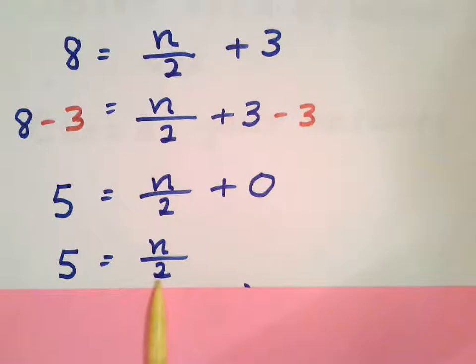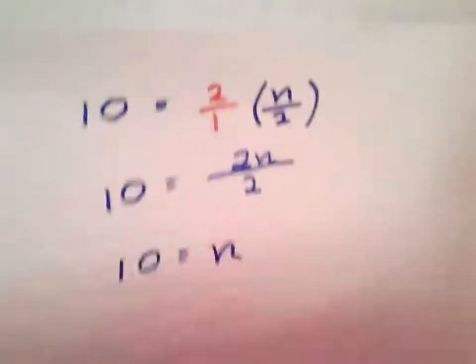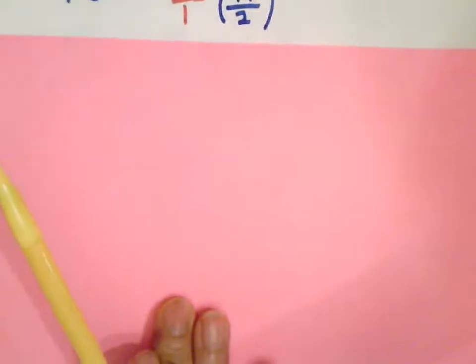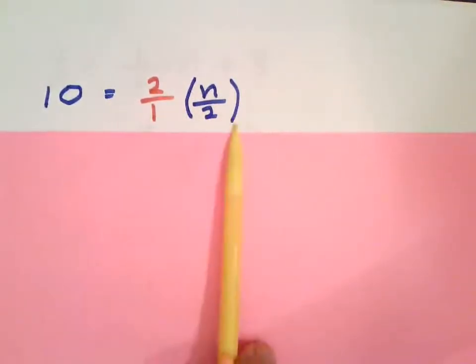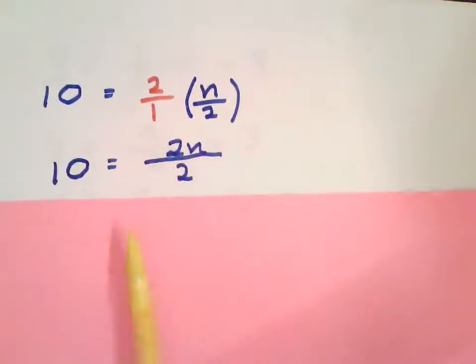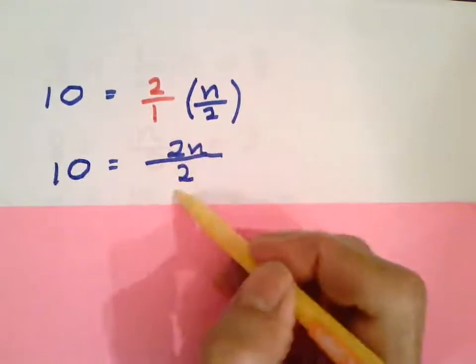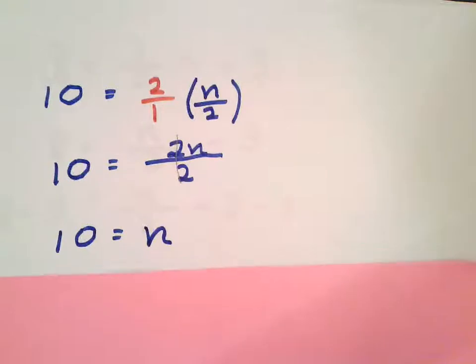The way we undo dividing by 2 is to multiply by 2. And we have here 2 times 5 equals 2 times n divided by 2. I made this 2 over 1 so when you multiply the two numerators and two denominators, we get 2n divided by 2. Well, the 2's cancel out. So we have n equals 10.